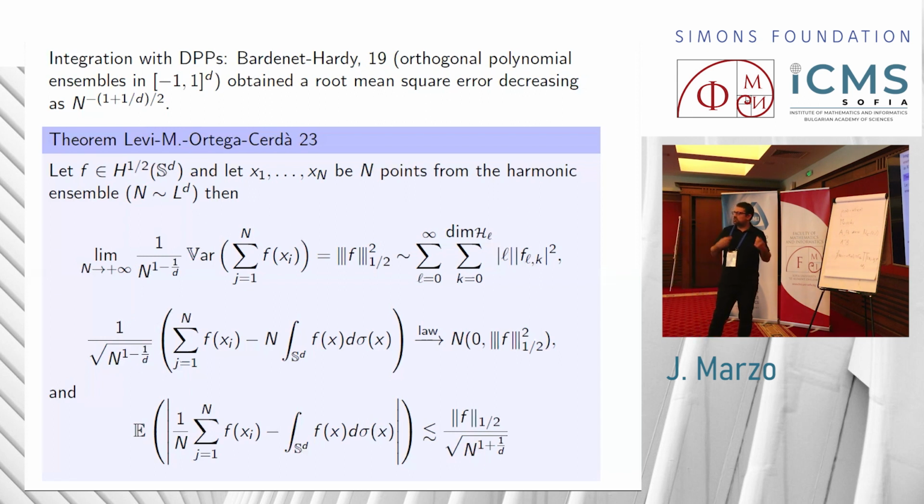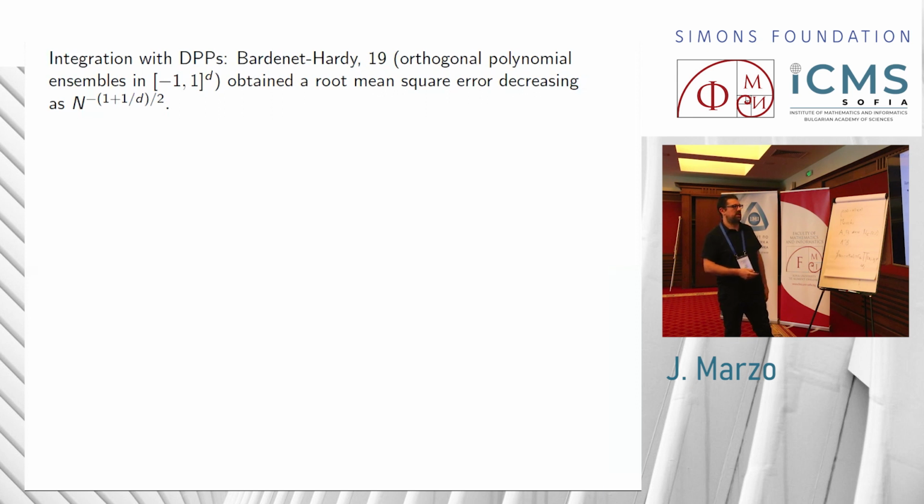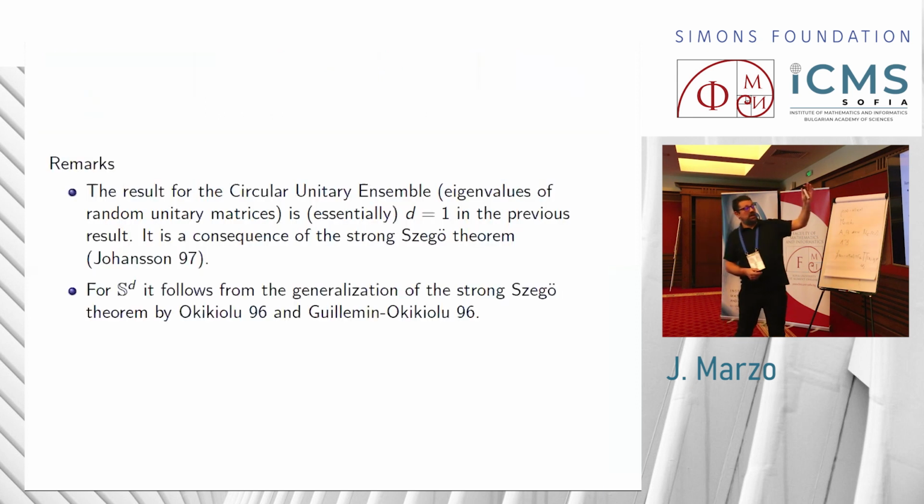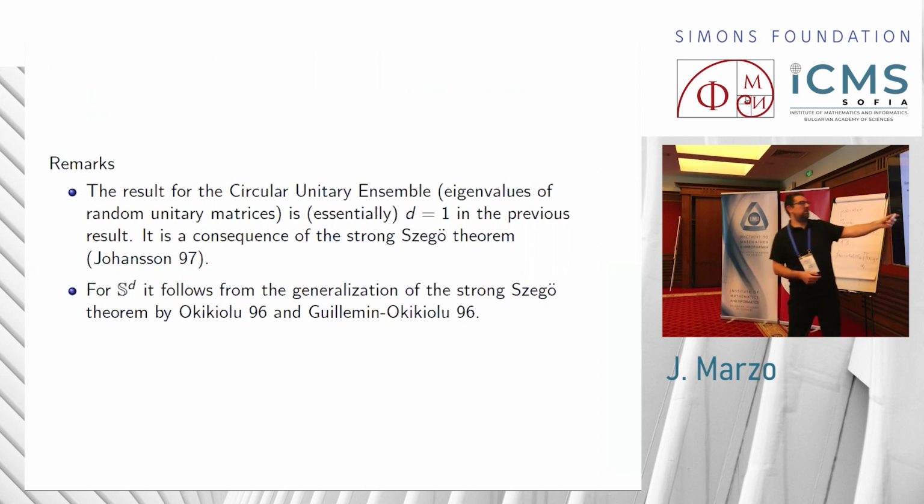The idea is somehow to relate the variance with some representation for the norm in a Sobolev space. So this is the idea, and I will show this in a particular case. So the case t equals 1 is the circular unitary ensemble, and it's already known, due to work of Johansson, that this strong Szegő theorem implies what I was writing about the variance in the case of dimension 1.